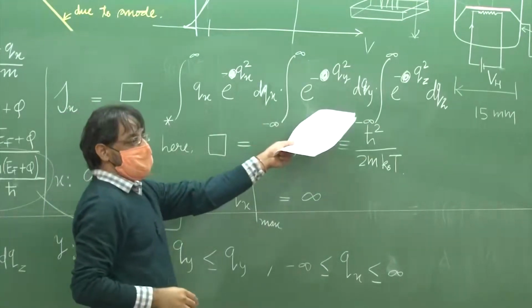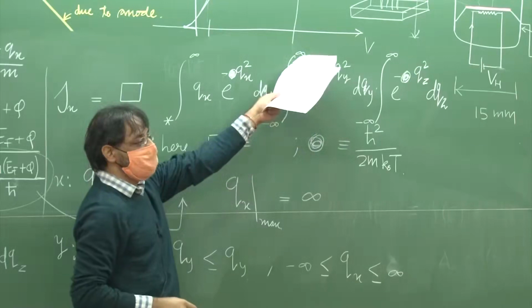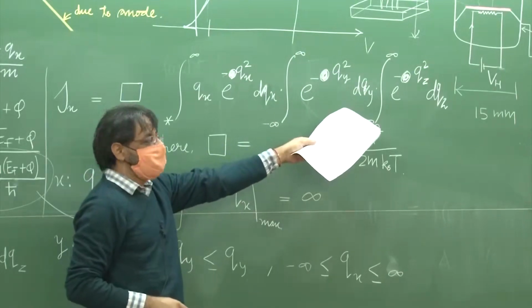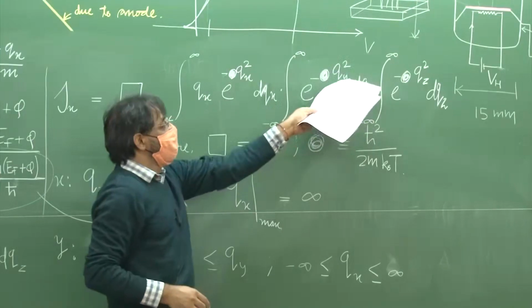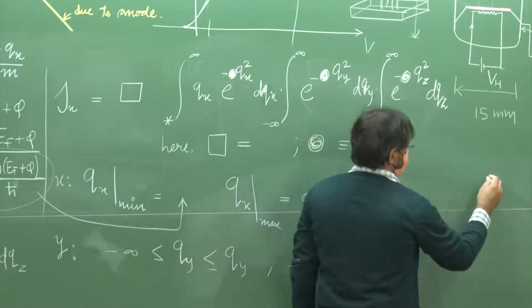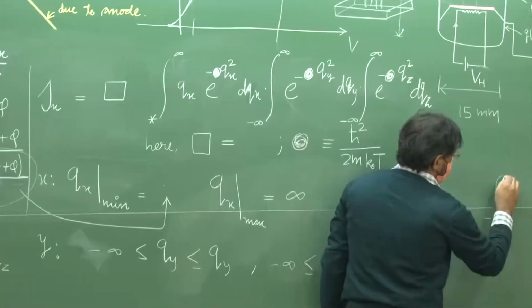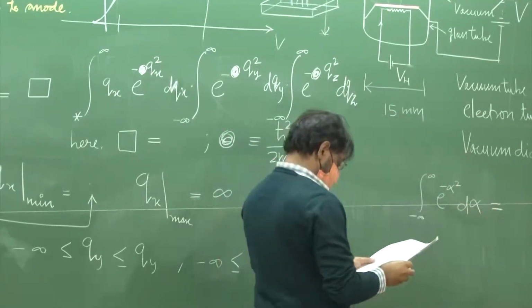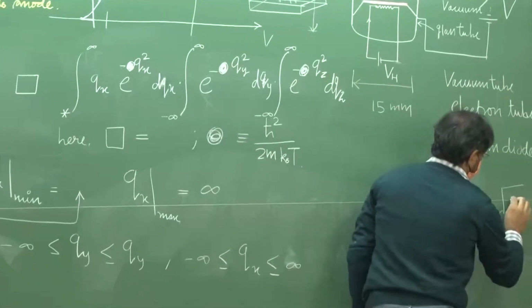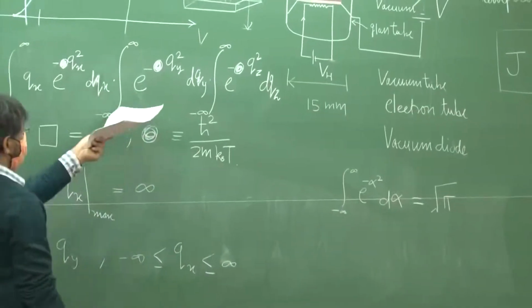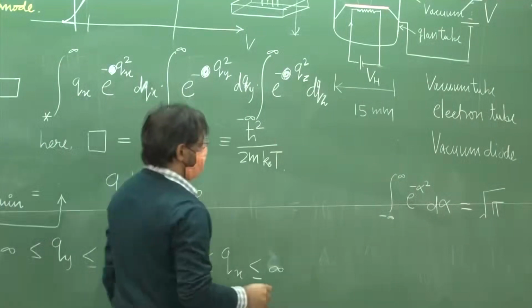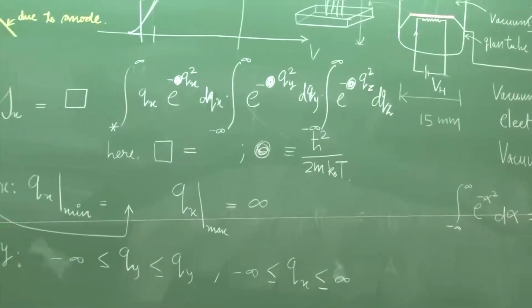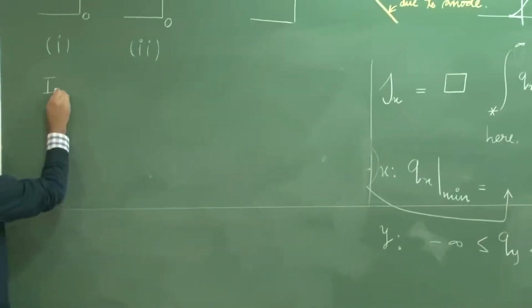Now, you see this integral. This integral is a standard integral, minus infinity to plus infinity, exponential minus alpha square d alpha, with a change of variable. You can put this whole thing as alpha. There is a standard integral, integral minus infinity to plus infinity e to the power minus alpha square d alpha, and this integral has a value which is square root of pi. So, if I call these integrals Iy and Iz, then their values can be written down. Ix we have not dealt with so far, but Iy and Iz are standard integrals.